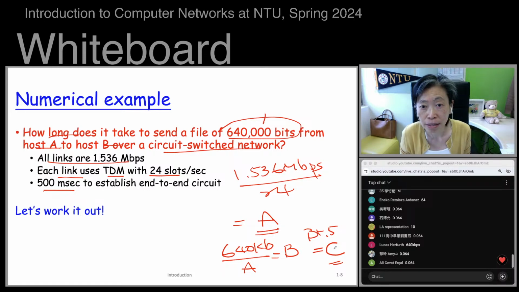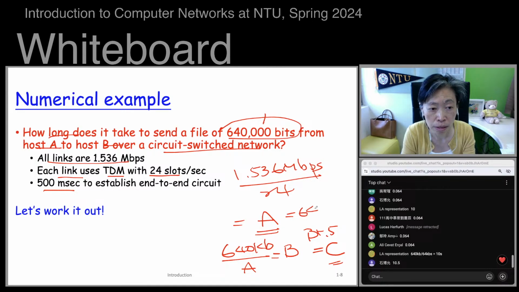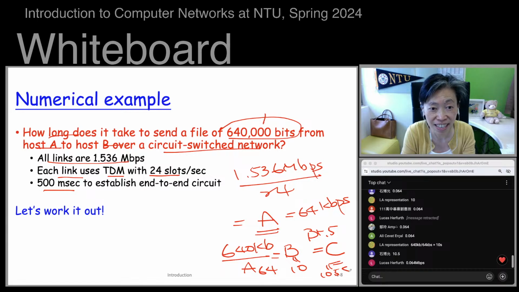Let's see. Oh, thank you guys. Yeah. And Nico is the first. 64. 0.064 megabits per second. So this is probably 64 kilobits per second, right? And if this is 64 kilobits per second, B equals 10. And therefore, C equals what? 10.5 seconds. There we go.